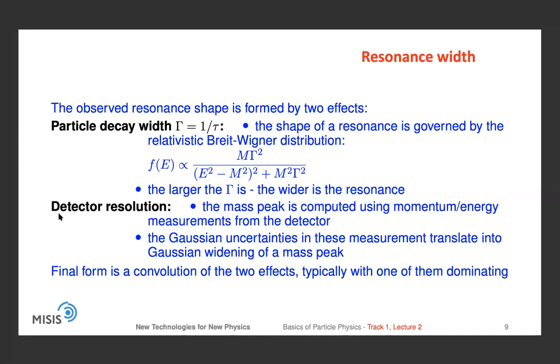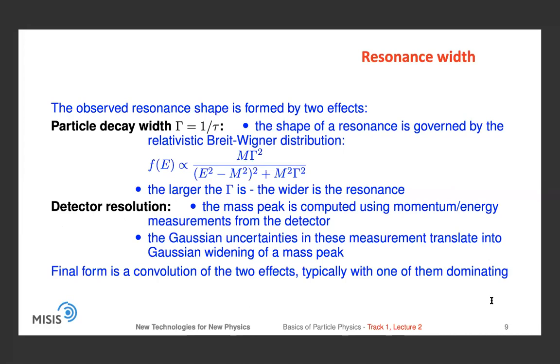Then the other important effect is the detector resolution. If you remember from the previous lecture, the invariant mass shape is computed using momentum and energy measurements from the detector, and then Gaussian uncertainties in this measurement would translate into the Gaussian widening of a mass peak. And then the final form of a peak which you observe is a convolution of the 2 effects, typically with one of them dominating.